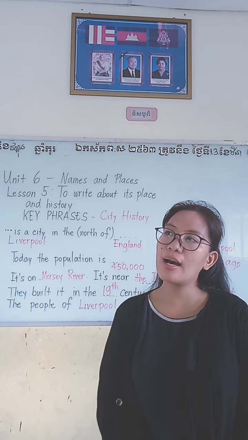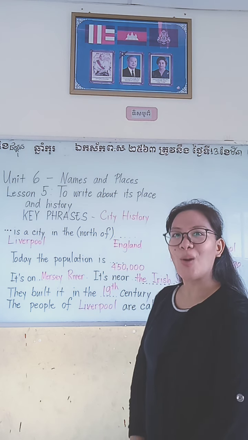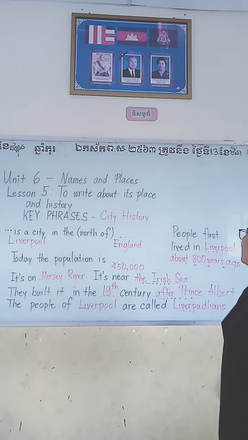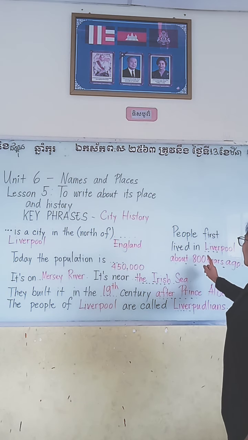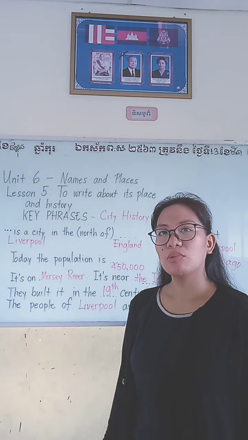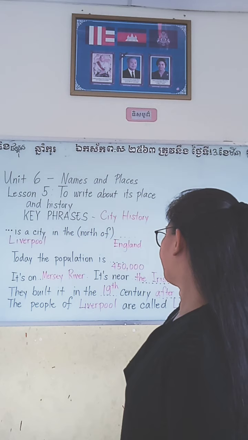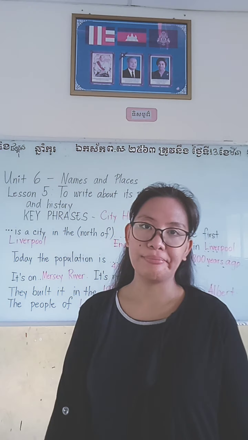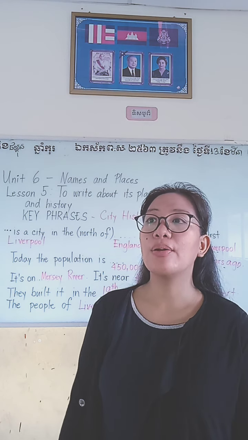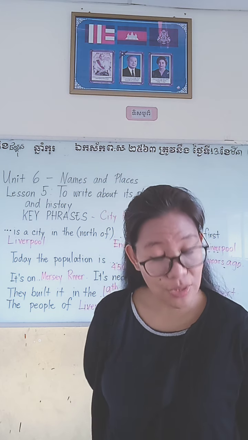Next, "the people of blank are called." Then you need to know the name of the place, and you need to know how the people are called in that place or in that city. And lastly, "people first lived in." It means, what are the earliest records of where people lived. Okay, so you have to get the earliest records or information. When was the first time people actually lived in that city.